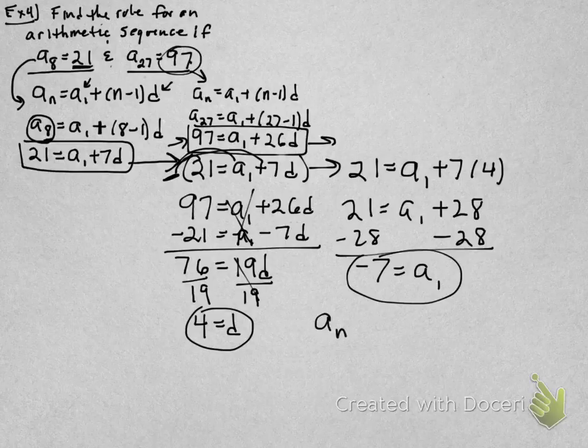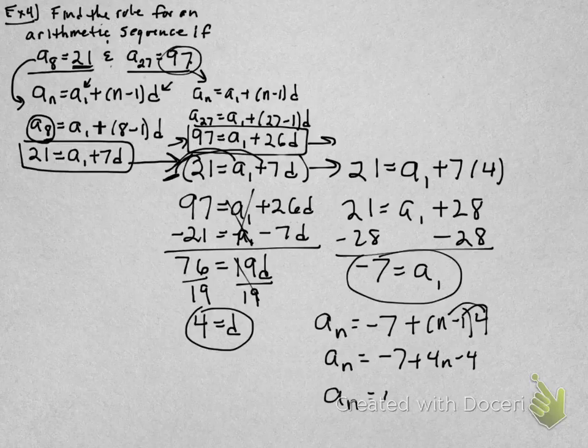Now I can say a sub n equals the first term, negative 7, plus n minus 1 times the common difference 4, distribute, get a sub n equals negative 7 plus 4n minus 4. Adding like terms gives me a sub n is 4n minus 11. There is my formula.